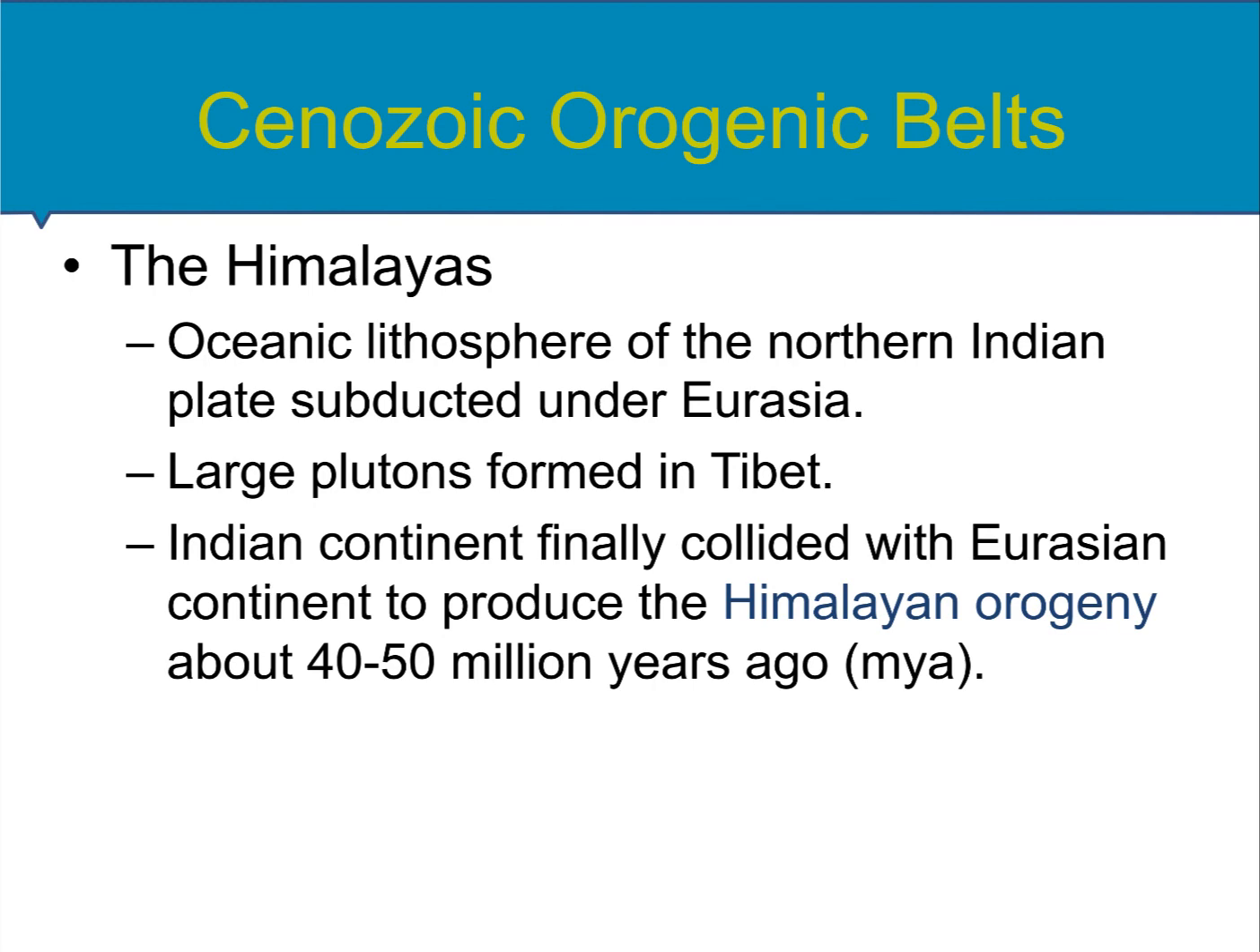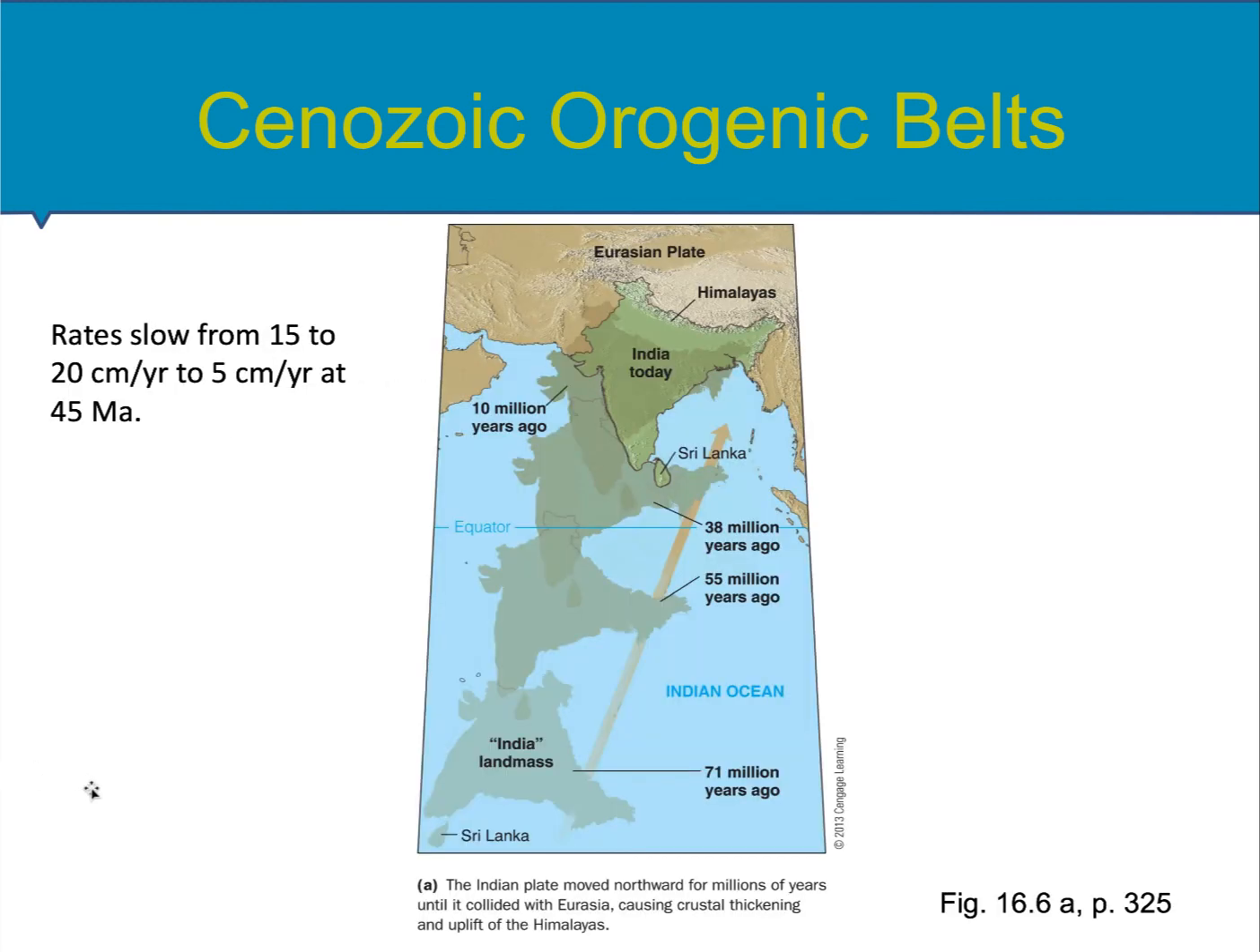And the key piece of evidence we have here is the rate at which India is moving. India separates from Gondwana during the Mesozoic, and it starts moving northward. As it moves northward, the rates are anywhere from 15 to 20 centimeters per year. But around 45 million years ago, the rates slowed down to 5 centimeters per year, which means that right around that time, it's beginning to collide with Asia to form the Himalaya range.